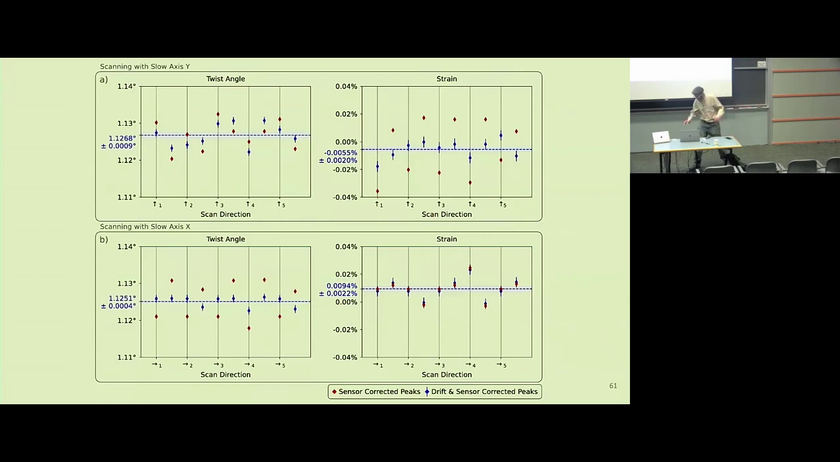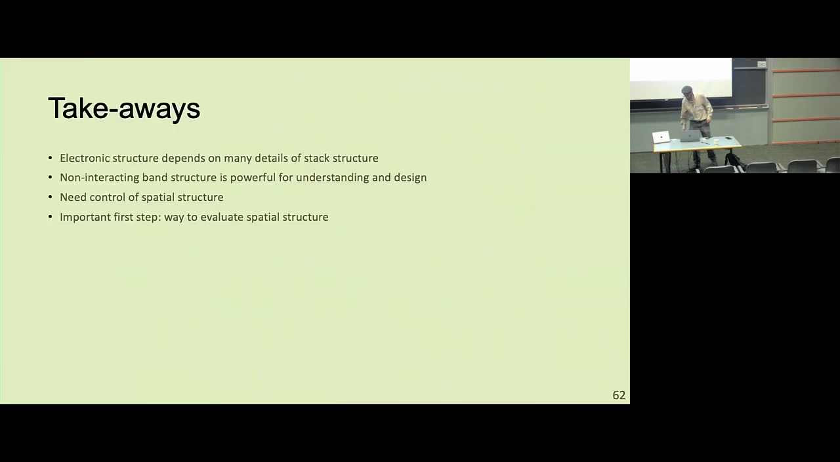So on this particular sample, and we've built an analysis pipeline that can be used on any AFM images, we can really, surprisingly, quantitatively extract structure. Again, the electronic structure depends on tremendous detail of the stack structure. 1/100th of a degree matters. A 1/10th of a percent twist strain matters, and we need to be able to control spatial structure to compare with what can be done in calculations of electronic structure.